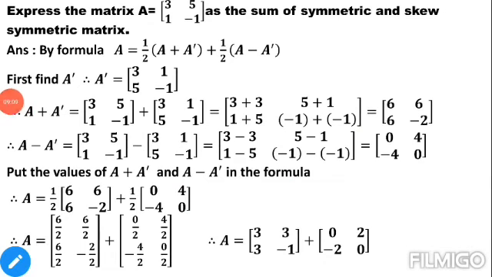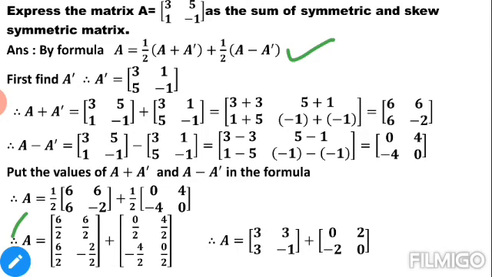Now the problem based on that formula: express the matrix A, with rows 3 5 and 1 minus 1, as the sum of symmetric and skew symmetric matrix. So what we are doing is, by formula, as we know, A is equal to 1 by 2 (A plus A transpose) plus 1 by 2 (A minus A transpose). This is by formula only. So this first line is the formula: A is equal to 1 by 2 (A plus A transpose) plus 1 by 2 (A minus A transpose).